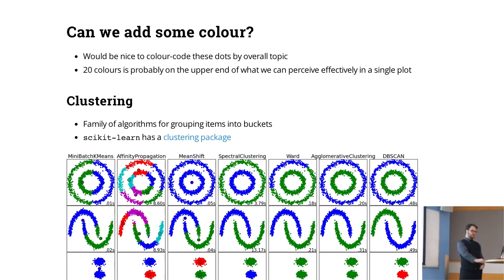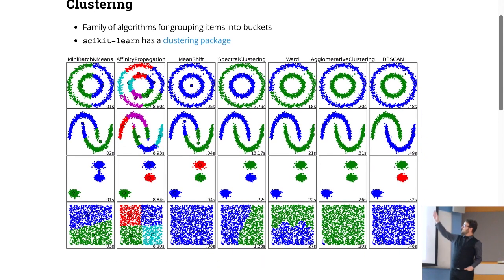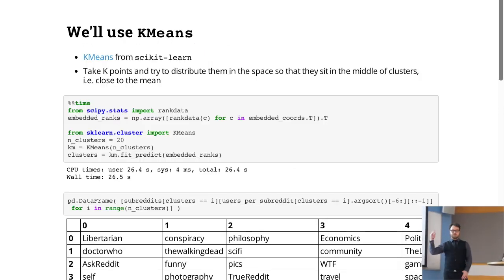Scikit-learn has a clustering package. Here's the demo image from their clustering package. Each of these columns is one clustering algorithm, and they've shown how it would color these various data sets. The clustering algorithm that I've chosen to use for this demonstration is called k-means. It's called k-means because you take k points, and you try and move them about your 100-dimensional space until they sit roughly in the middle of clusters, so close to the centroid or the mean of the cluster.